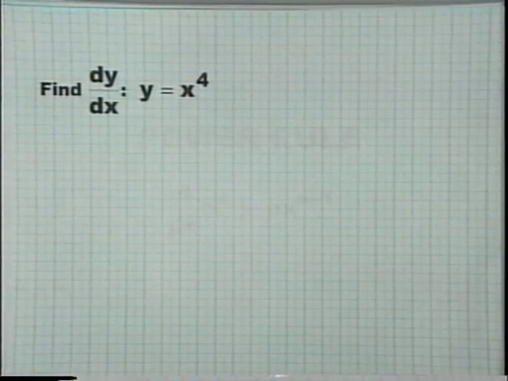Differentiation using the chain rule. In this lesson, we're going to look at finding derivatives of functions that are a little bit more complicated than the simple functions of x that you've been doing in the past. You will have already experienced finding derivatives similar to this first example. Find dy dx of y equals x to the fourth.